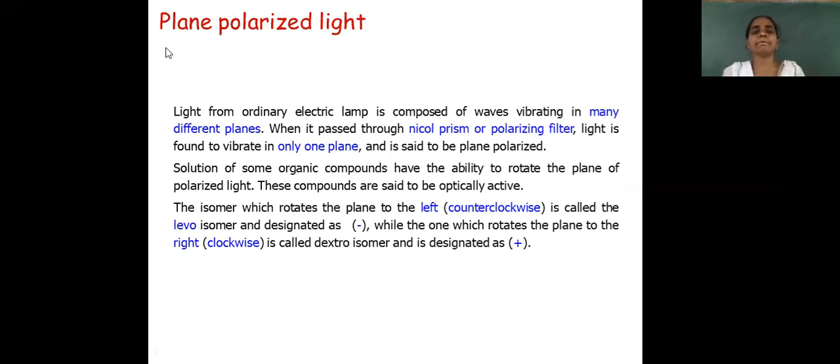Now we will see plane polarized light. What is meant by plane polarized light? Ordinary light consists of waves whose vibrations are in all directions. When such light is passed through a Nicol prism, the vibrations in all directions are cut off, and the light is made to vibrate in a single direction or single plane. Such light is called plane polarized light.